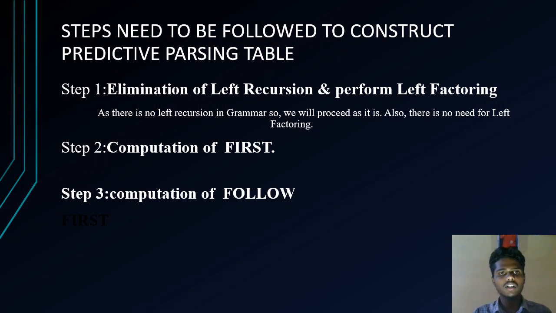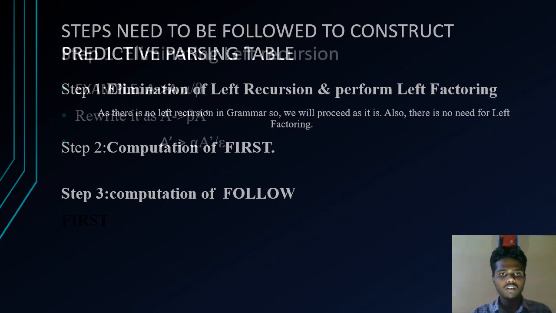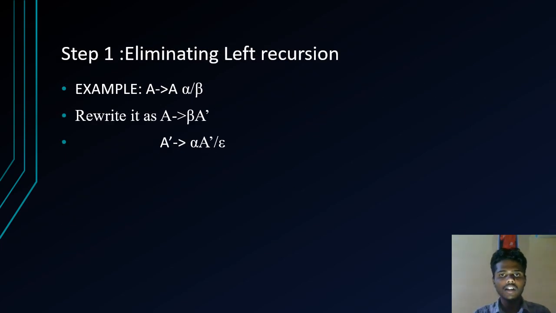These are the same steps that I explained in the last slide. The first step was elimination of left recursion and performing left factoring. As there is no left recursion in the grammar, we will proceed, as there is no need for left factoring. If the grammar doesn't contain any left recursion, then we can go to the further steps, that is finding out the first, and then step 3 was finding out the follow. So step 1, eliminating left recursion.